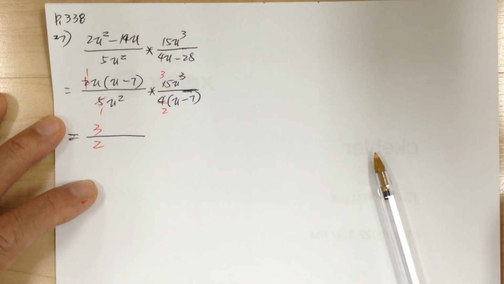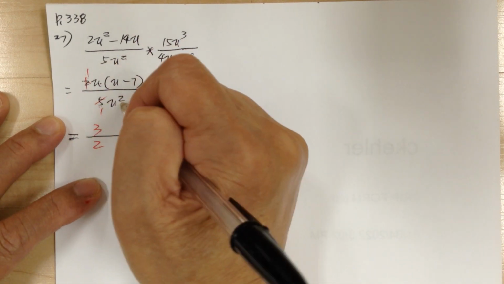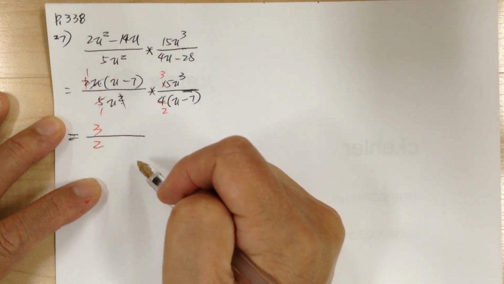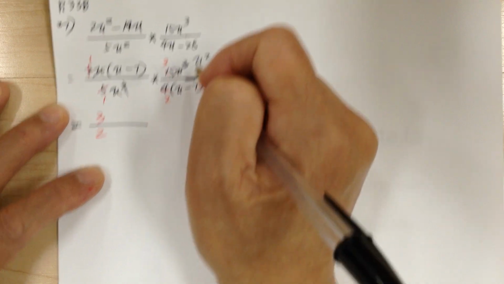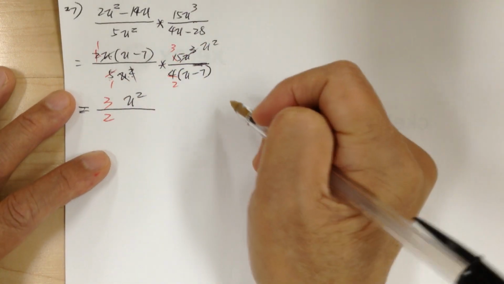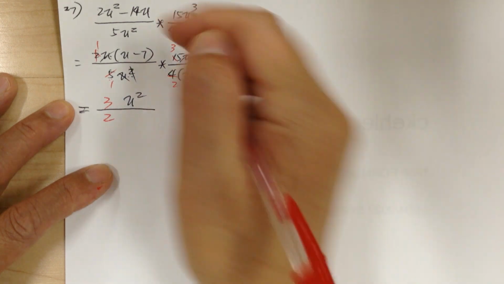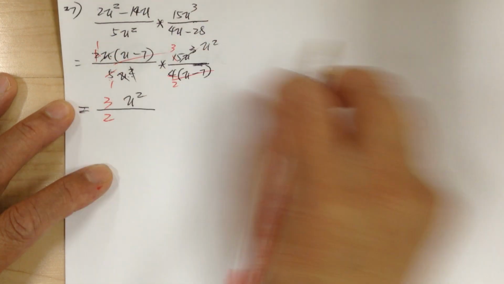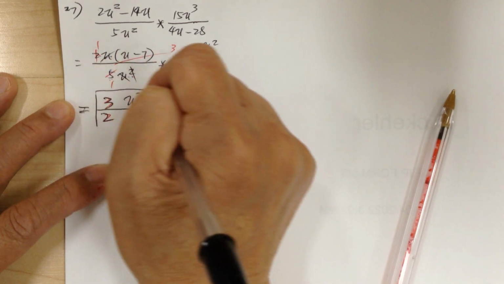Okay, now let's go down the alphabet. So u and u squared cancel out with the square, and u and u cubed cancel out, so I get u squared. So again, I'm going to write it down before I forget. And the group, so again, number, alphabet, and the group. The group cancel out. And so your answer would be 3u squared over 2.